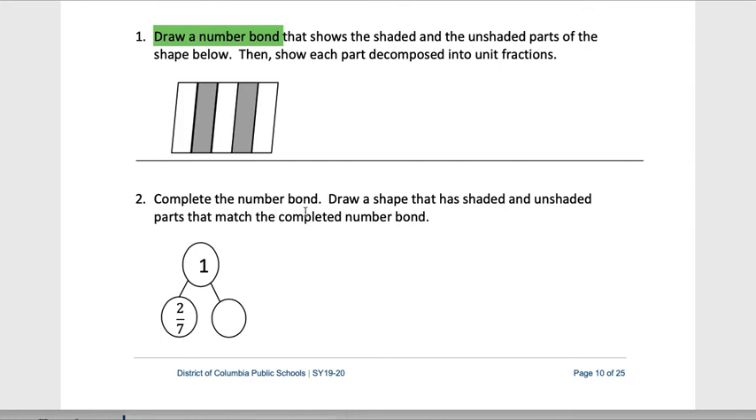Here it says to complete the number bond, draw a shape that has shaded and unshaded parts that match the completed number bond. So we know that the bottom number right here is 7ths. That means that the figure that they were using had 7 equal parts. I recommend shading in 2 of them, and then it'll give you the answer of what is left over to make up one whole shape.